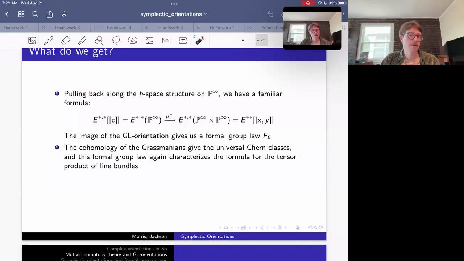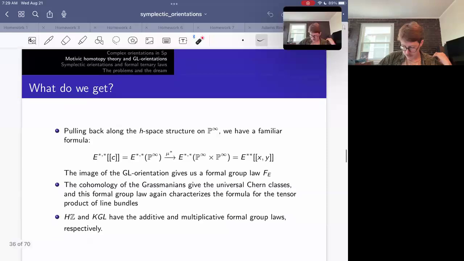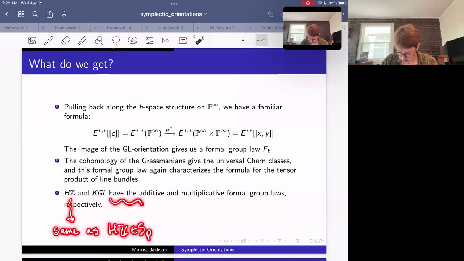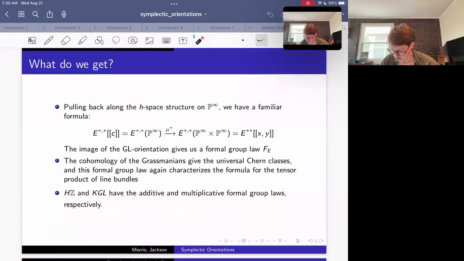I wouldn't be giving this talk with another thing that I want to talk about if this solved every problem. So, oh, sorry. We get the same formal group laws for HZ and KGL as we had before. This is a slide that I'd forgotten. I should write, this is the same as HZ in spectra. This is the same. And when I say same, I mean same formal group law as KU. Not very important, just a technical point.